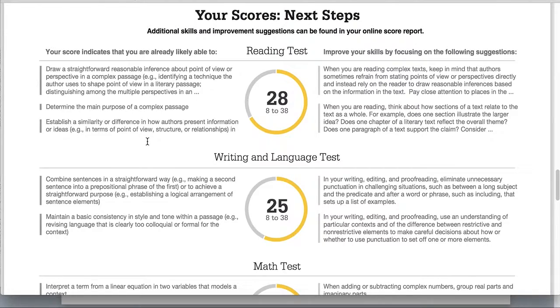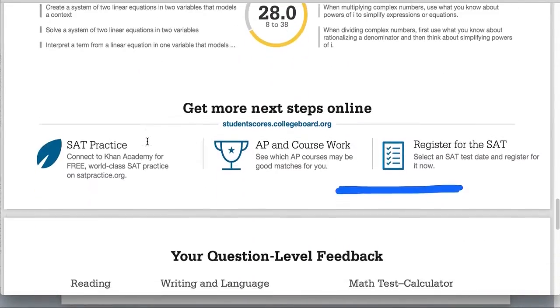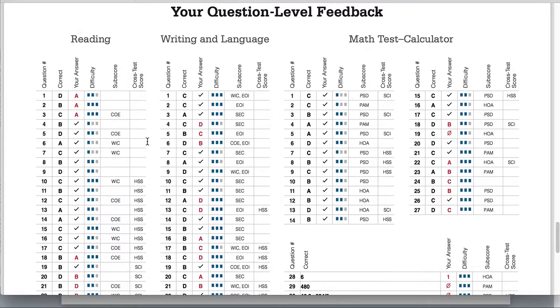Furthermore, when you get these suggestions on how to improve, it's still not clear exactly how you're supposed to apply these suggestions. So what I would recommend is going to these questions and seeing which ones you got wrong, and trying to get a copy of the PSAT to go back and see, okay, what was the question asking? What did the passage tell me? Why was my answer wrong? Why was the right answer right?